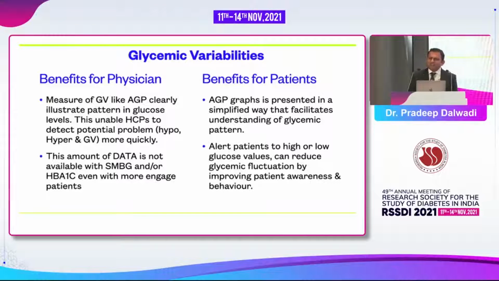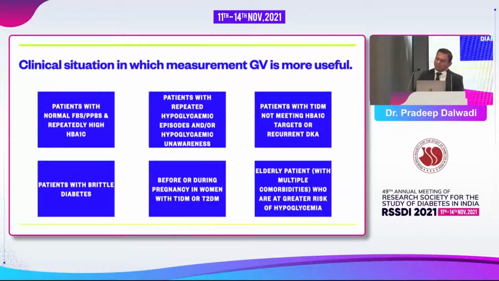Okay. Now how is it beneficial to the patient? The AGP graph is a very simplified graph. It is presented in a simplified way that the patient can easily understand. And based on that understanding, I have seen patients modify their behavior and become more aware of glycemic fluctuation. So it is a very important parameter in clinical practice.